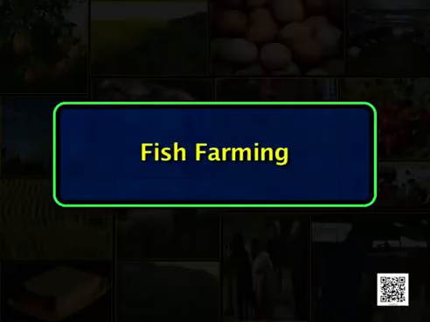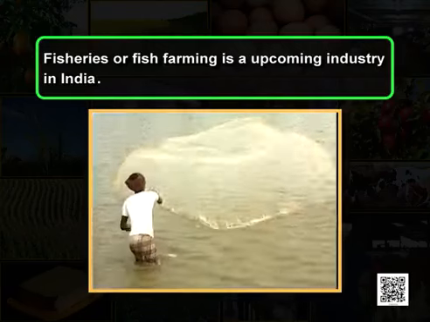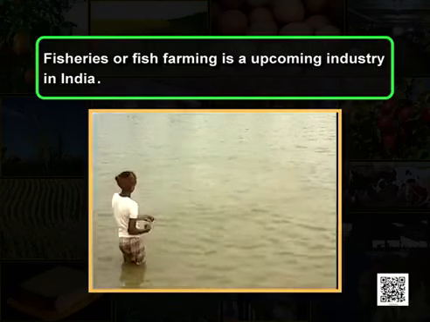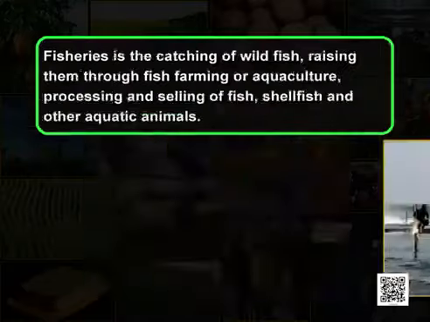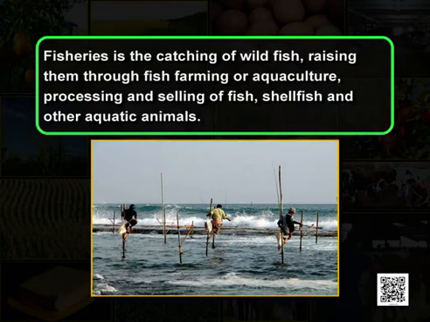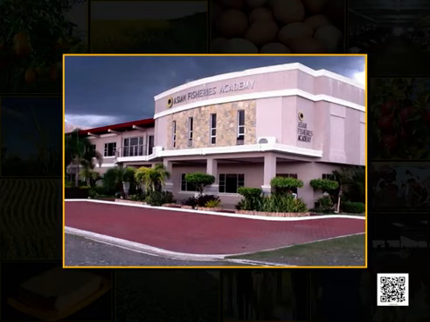The last in animal husbandry is fish farming. Fisheries or fish farming is an upcoming industry in India, and has gained a lot of importance. Fisheries is the catching of wild fish, raising them through fish farming or aquaculture, processing and selling of fish, shellfish and other aquatic animals. You can see that there is a big building here which is exclusively for this purpose.